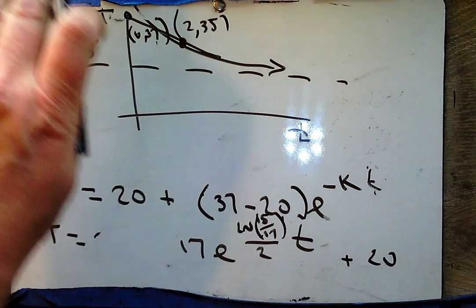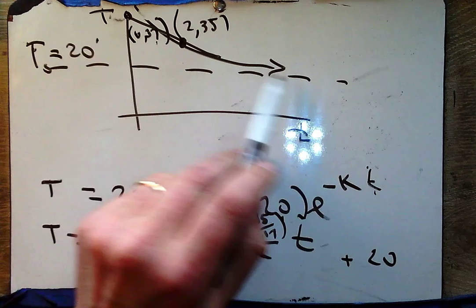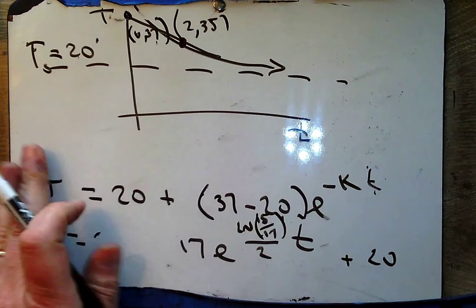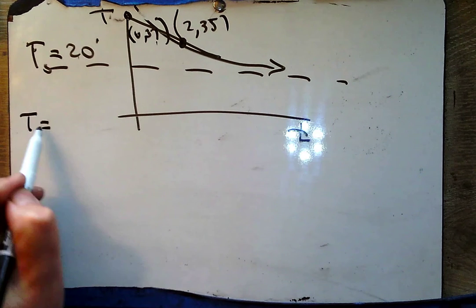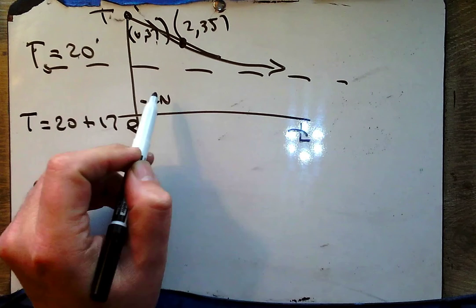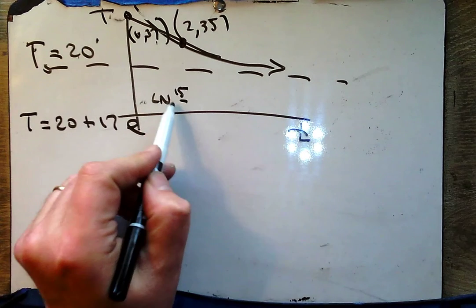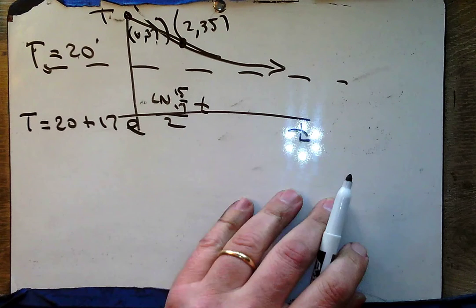This body is cooling down until we get to a temperature of 20. Okay, I wish I hadn't erased that. T equals 20 plus 17 e to the minus ln of 15 over 17 divided by 2, times t. Yeah, I think I'm going to need that for part C.